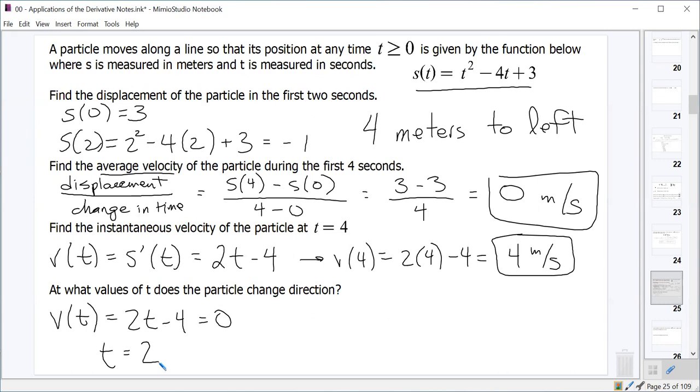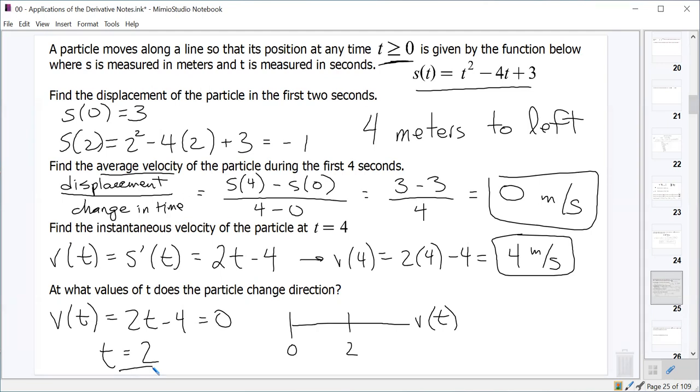So what we're going to do is use a sign chart for the velocity function. And this is something we're going to use a lot during this unit on applications of the derivative to determine when functions are positive or negative. And we're going to put our starting value on here of 0 because t can't be less than 0, according to our original problem up here. And then we'll put our one location, t equals 2, where our particle might have changed direction.